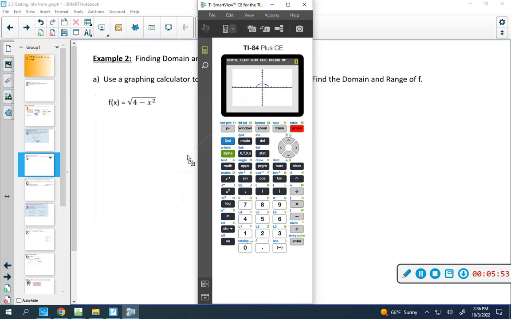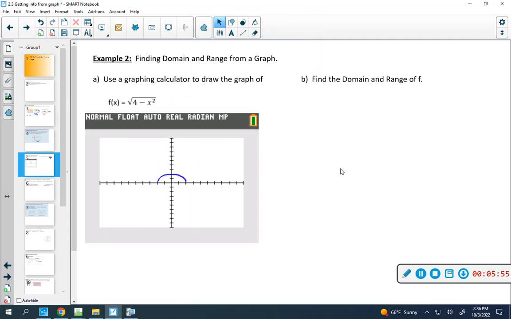Now, power of the smart board. There's my sketch of the graph. It doesn't have to be elaborate, but just draw yourself a little half circle there. Draw yourself a little half circle. So we have the sketch, so then we can do domain and range.